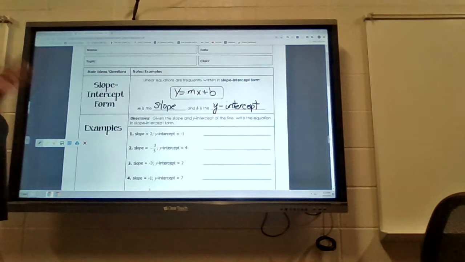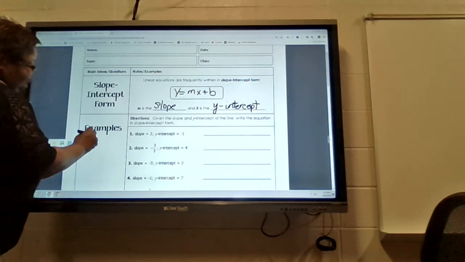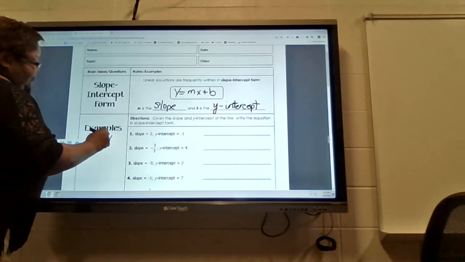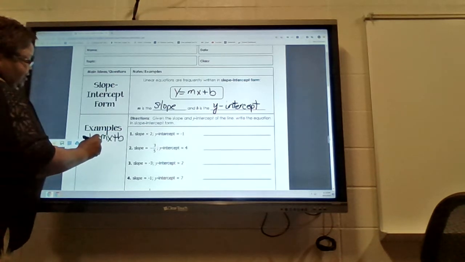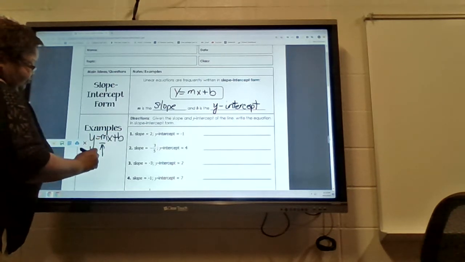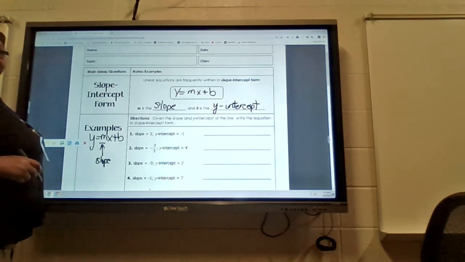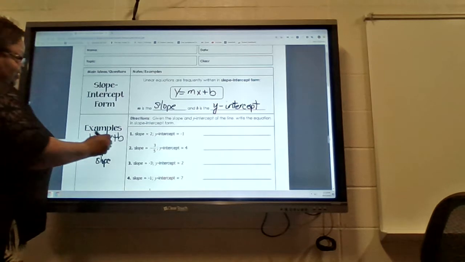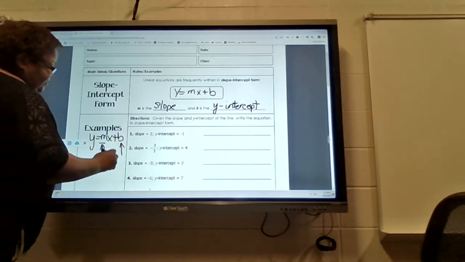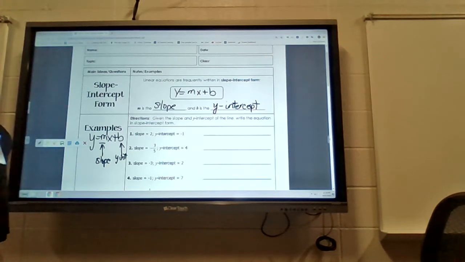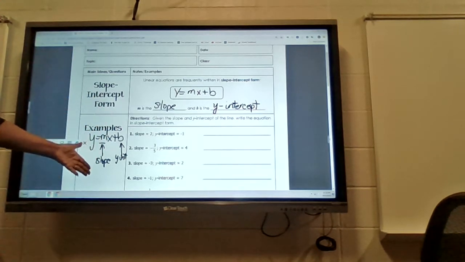Okay, so I'm going to work a few examples. So remember, y equals mx plus b. Where I have the slope, I'm going to put that where my m is. So you'll see the slope is the number in front of the x. And the y-intercept, y-int, is the number out there by itself.